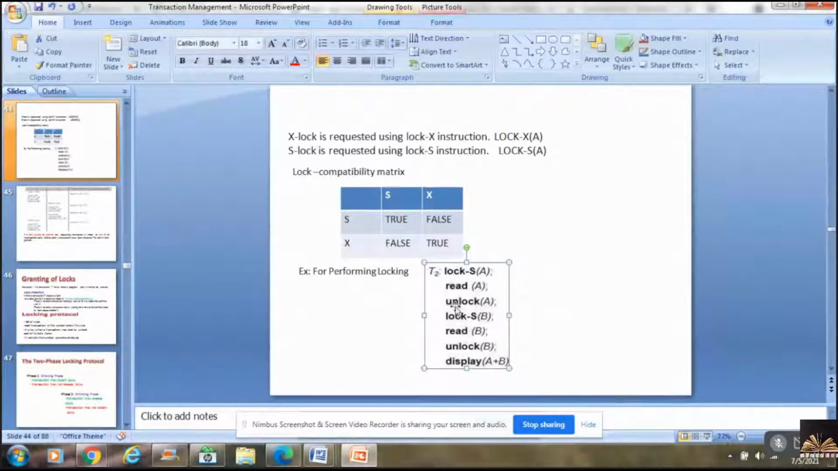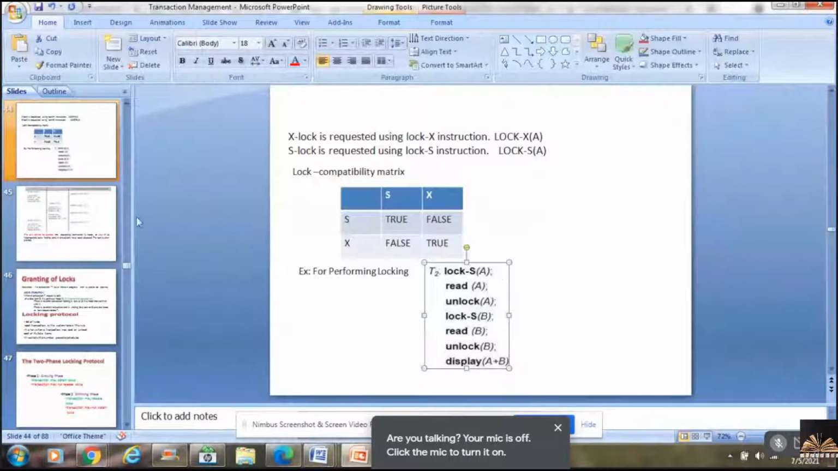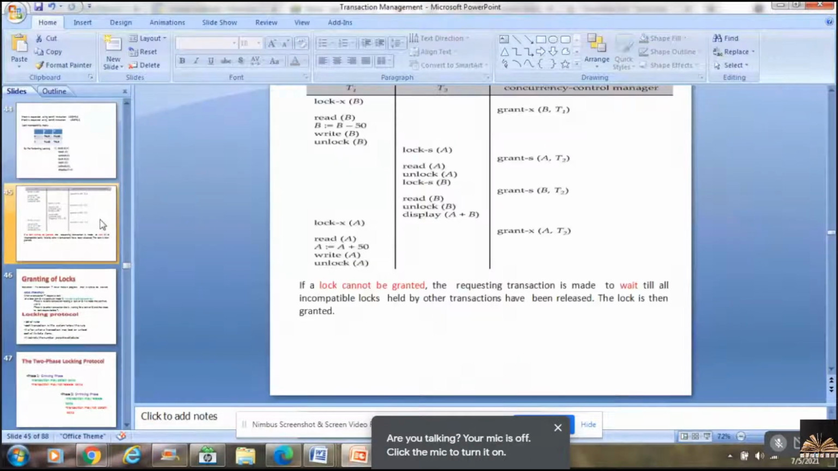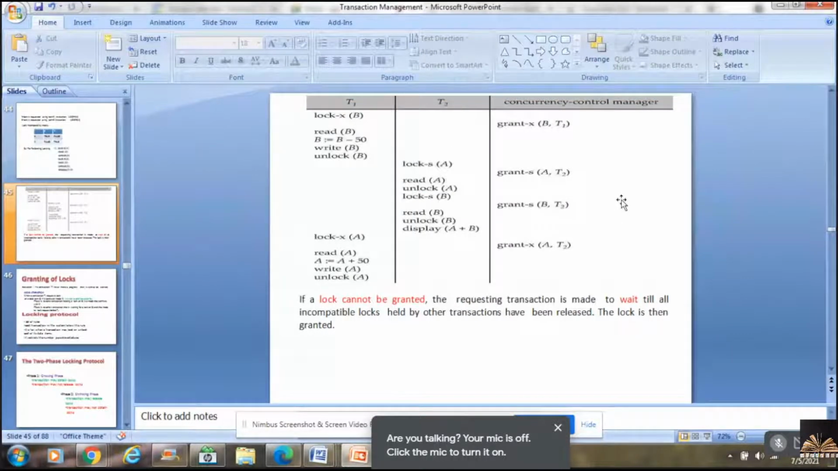And after that, I'm taking an exclusive lock on B, read B, unlock B. And after that, display A plus B. So if some other transaction is performing something on A plus B, it will lead to a problem. Okay, that is the reason you have to unlock after you complete all your operations with respect to a database item. Now this is an example.